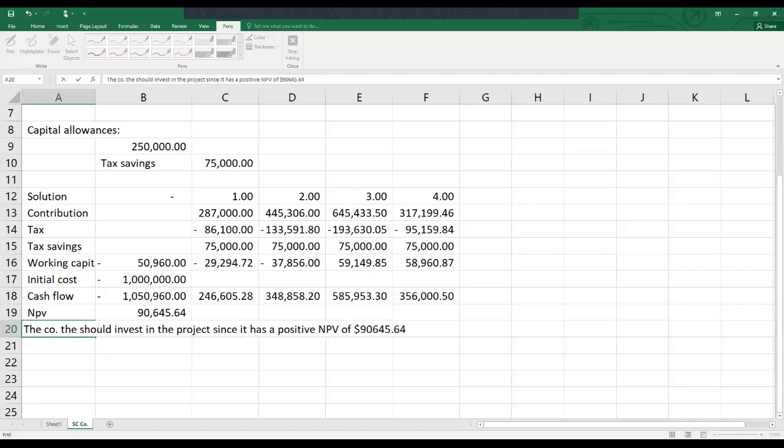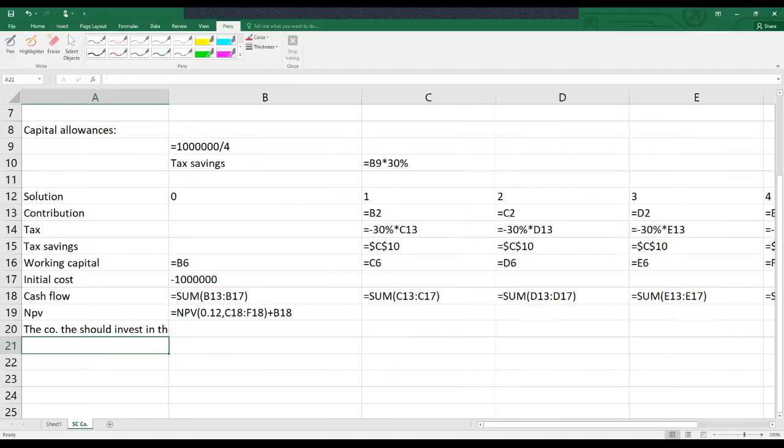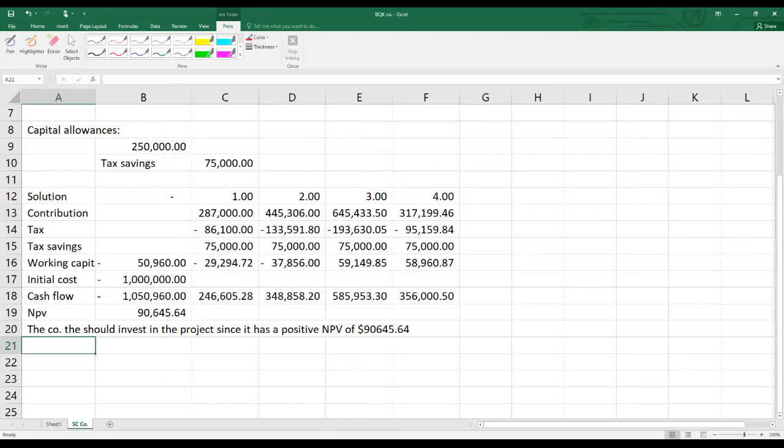Clear. Okay, great. Highlight that formula for NPV again. There's a formula for the NPV. Plus 18. Okay, thank you. That's okay, the NPV. Part B, yes, yes.